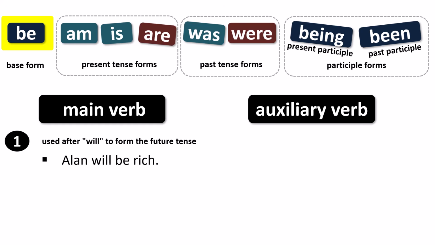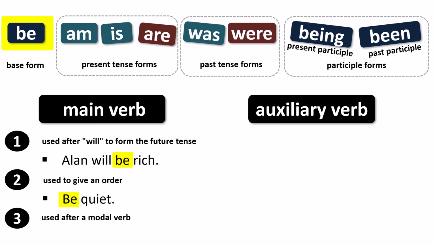Remember, be here is a main verb, the one that gives us the meaning. Number two, be is used to give an order. For example, be quiet. And number three, be is used after a modal verb. You might be correct. In this sentence, might is the modal verb, and modal verbs are always followed by a base form.